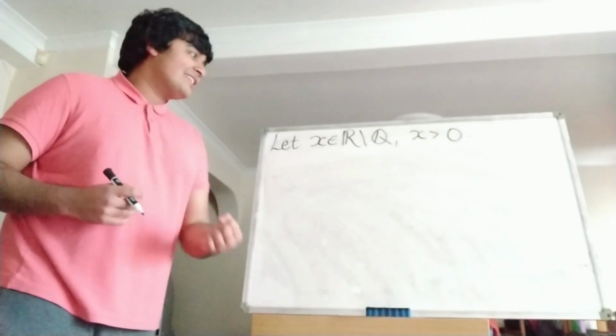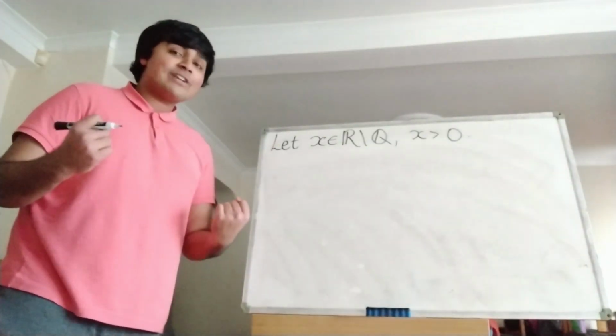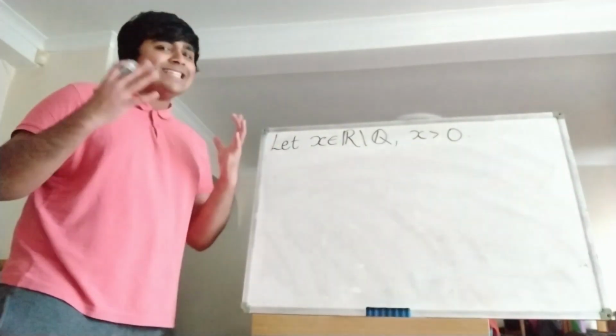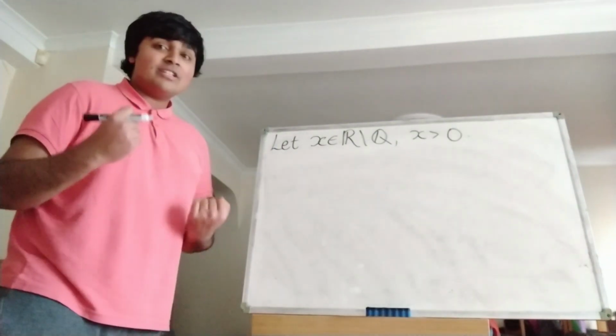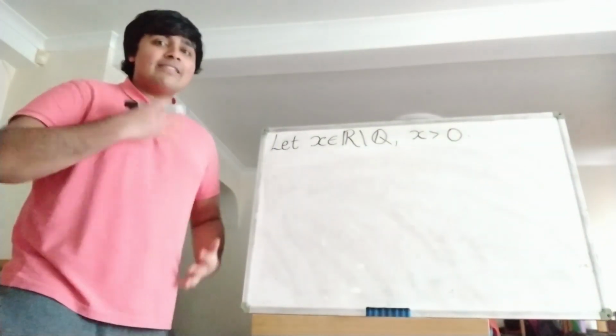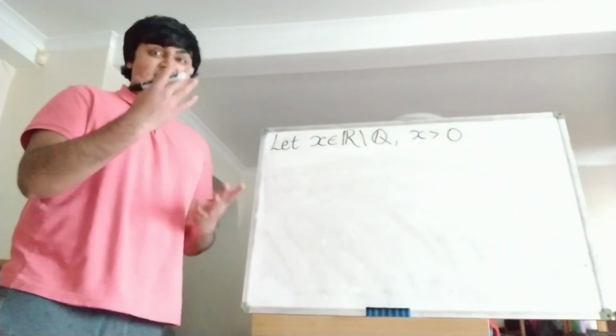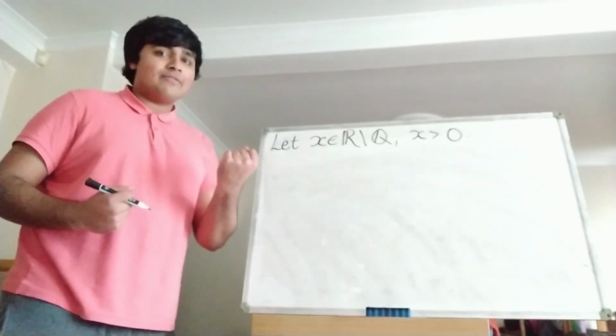Okay, so now what we're going to do is let x be a positive irrational number, and we want to show that f of x equals f of 0. And the way we're going to do that is actually use the thing that we just showed, that for any negative irrational number t, say, f of t equals f of 0.